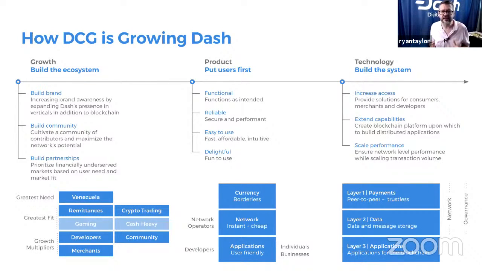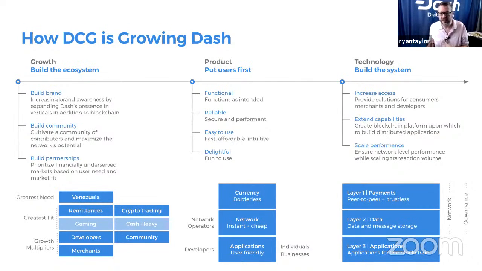The second column here is around the product, like what is it that we want to do or build. And there's different groups that we're serving here, from developers to individuals, but we try to consciously develop in a way where we're incorporating functionality, reliability, ease of use, and a little bit of that delightful, fun experience, and frankly, social experience that we're incorporating with the platform.